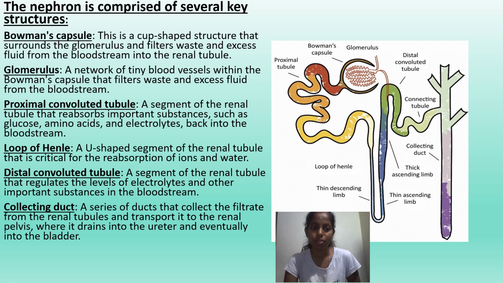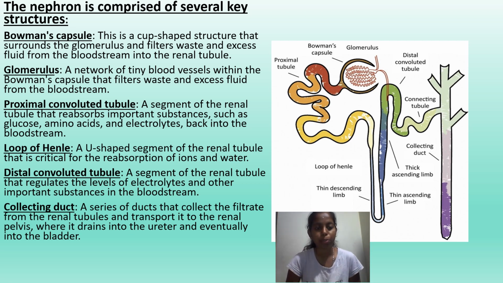This is a cup, Bowman's capsule. This is a cup-shaped structure that surrounds the glomerulus and filters waste and excess fluid from the bloodstream into the renal tubule. Let's see glomerulus. A network of tiny blood vessels within a Bowman's capsule that filters waste and excess fluid from the bloodstream.